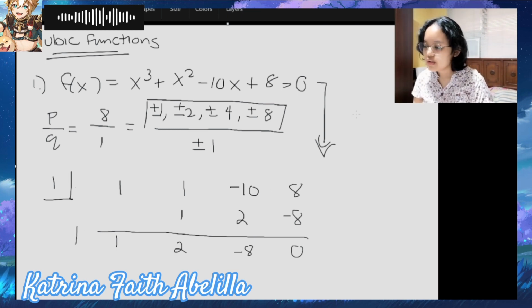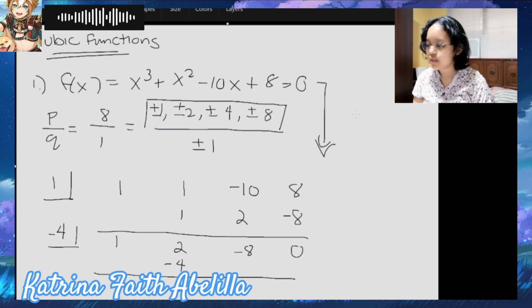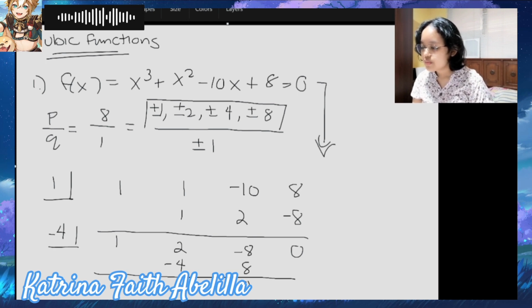Now we can continue and repeat the method. Let's try negative 4. Bring down 1. 1 times negative 4 is negative 4. 2 plus negative 4 is equal to negative 2. Negative 2 times negative 4 is equal to positive 8. That makes negative 4 one of our zeros. Now we can continue this method, but since there are 2 numbers left, we can factor them.